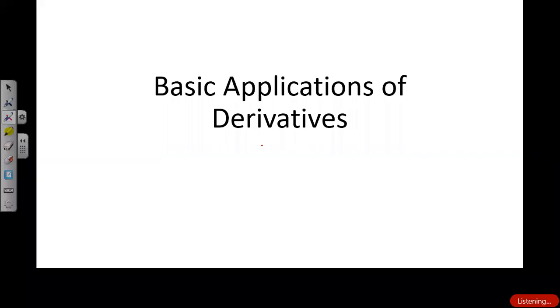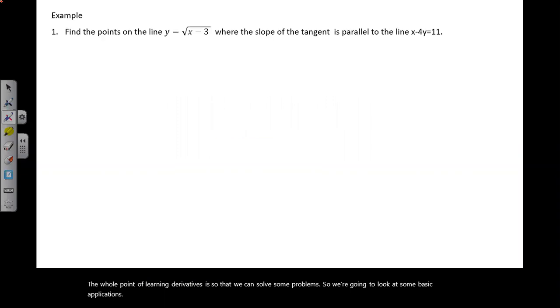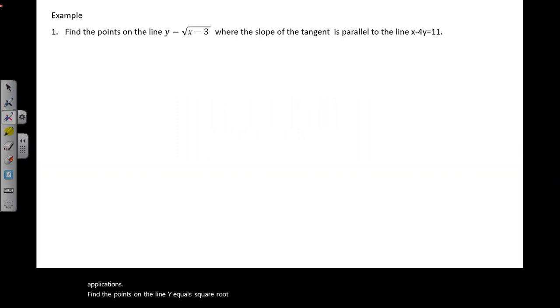The whole point of learning derivatives is so that we can solve some problems. So we're going to look at some basic applications. Find the points on the line y equals square root of x minus 3, where the slope of the tangent is parallel to the line x minus 4y equals 11.